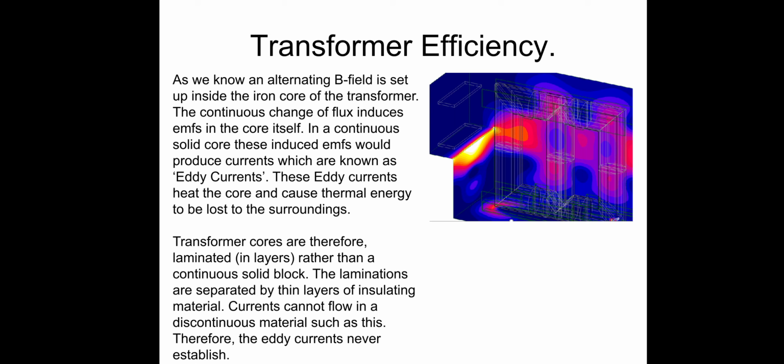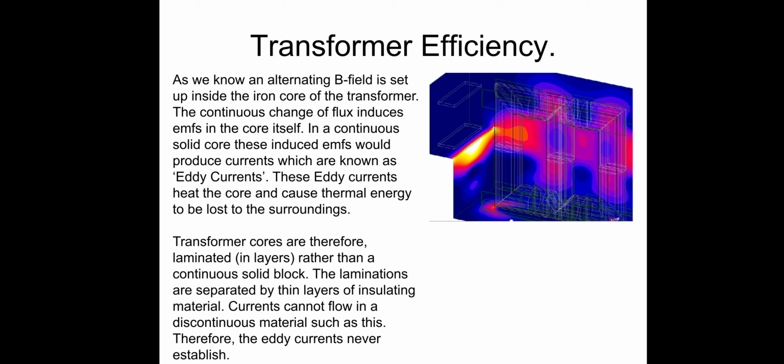So as we know, in a transformer, an alternating B field or magnetic field is set up inside the iron core of the transformer. The continuous change of flux induces EMFs in the core itself. So in a continuous solid core, these induced EMFs will produce currents, and these currents are known as eddy currents. Eddy currents heat the core and cause thermal energy to be lost to the surroundings.